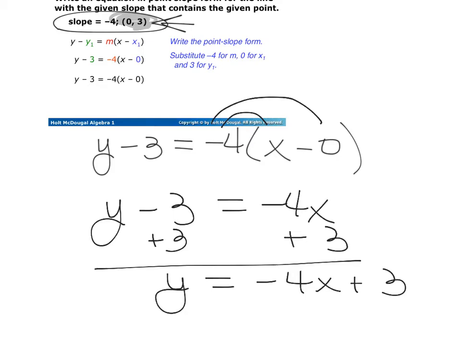So some of the questions are going to say leave it in point slope, and some of the questions will say put it in slope intercept. So you need to read the directions. The same thing's going to happen on the quiz and the test. You do not have any quizzes this week. You will have a quiz next week, and then the test the following.